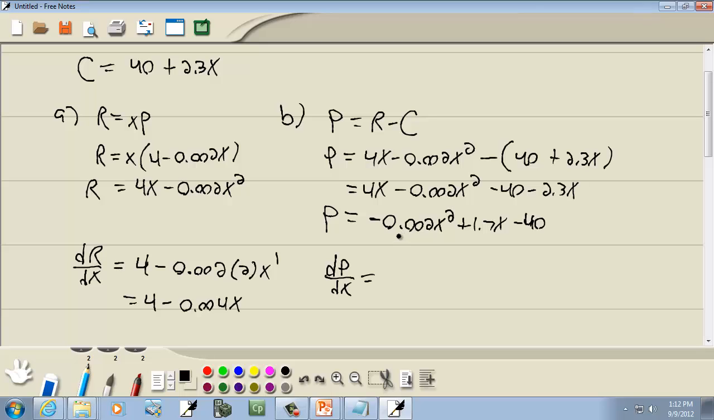Well, here's P, so I'm going to take the derivative of it. I have negative 0.002, and then take your power, put it out in front, lower it by 1. The derivative of 1.7x is 1.7. So that gives us negative 0.004x plus 1.7. I'm putting an extra 0 here, it didn't look right. Okay, let's try it again.